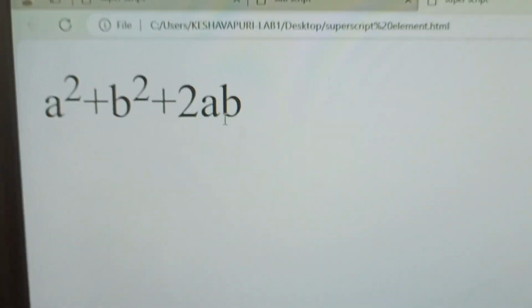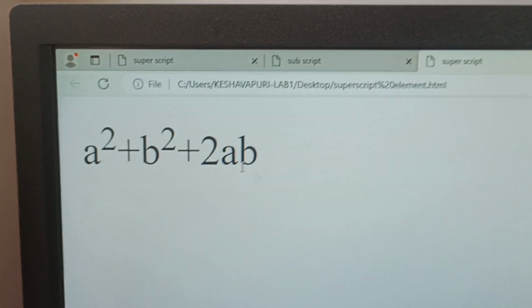So next program I will explain is subscript.